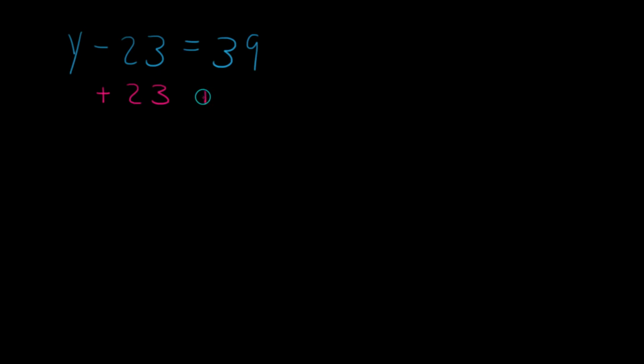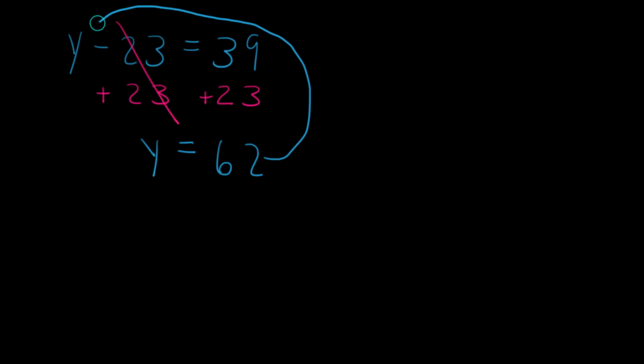I'm going to add 23 to this side. Now subtraction of 23 and addition of 23 will cancel out. And I'm left with y is equal to, well, 39 plus 23 will give a value of 62. But I'm not done. I can't box this yet. I've got to check my answer. So I'm going to take 62 and I'm going to substitute it back in to the original equation for y.